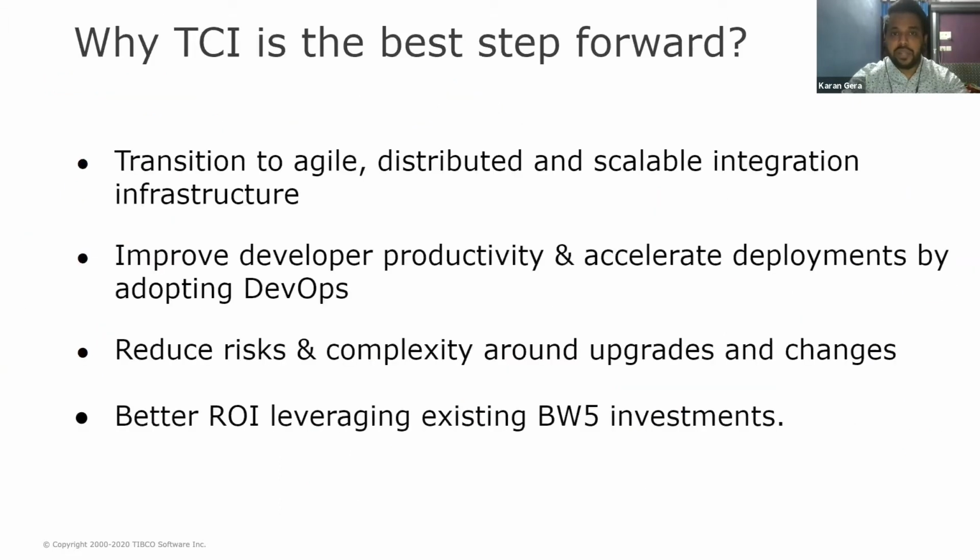With this slide, I would like to cover a few pointers on why TCI is the best step forward for you to move towards microservice architecture from BW5. Transition to agile, distributed, and scalable integration infrastructure. It helps you to break down your large, complex BW5 projects into newer, smaller microservices for efficient deployments. Along with that, you can also leverage container infrastructure optimization with the ability to scale on demand.